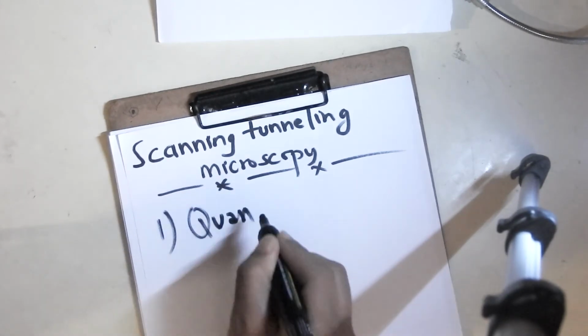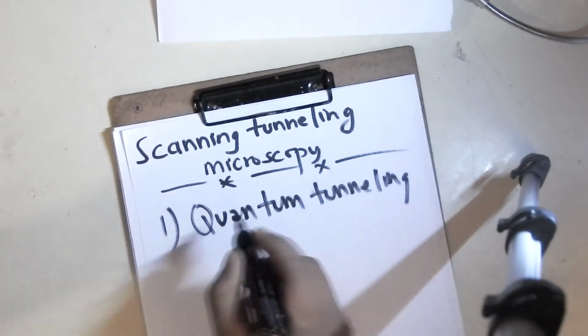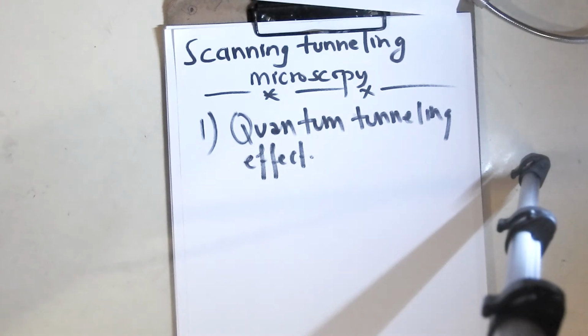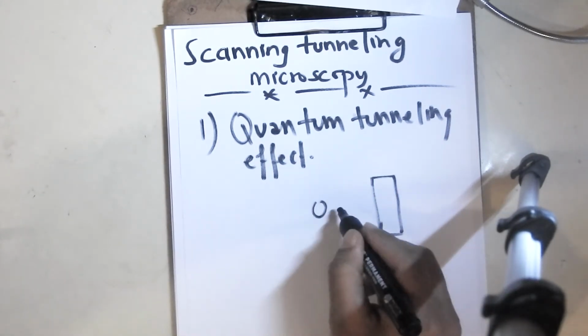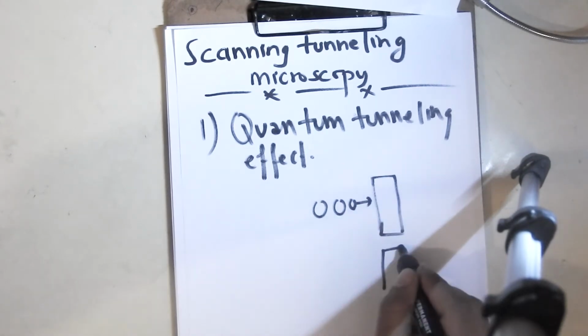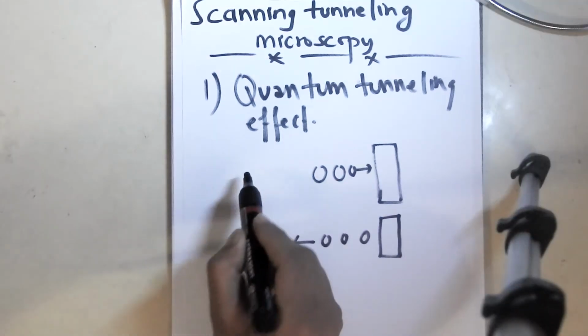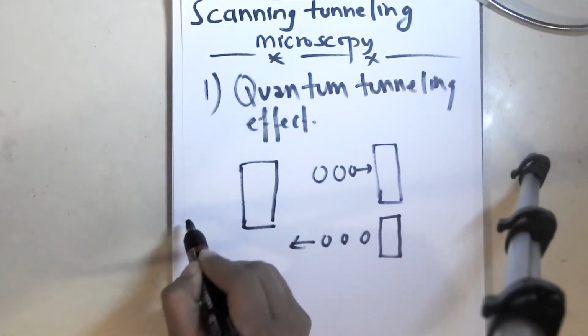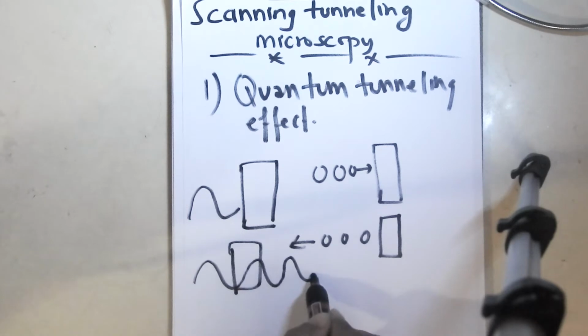Quantum tunneling effect. It says that whenever an electron acts as a wave, it penetrates through the surface. If the electron is a particle, then it gets returned from the surface. Whenever the electron is a wave, it gets transmitted through. This is the main principle of scanning tunneling microscopy, and in the figure it's shown.